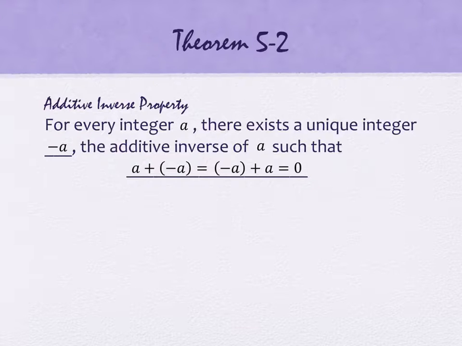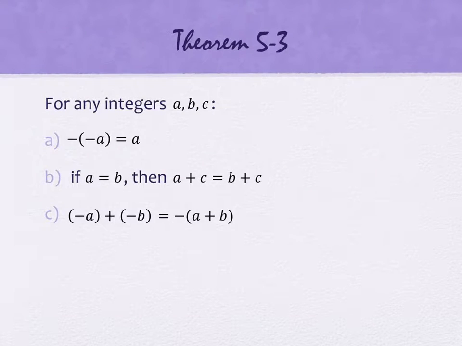One more theorem before we move into subtraction, Theorem 5.3. We've encountered one of these already last time. The opposite of the opposite of a is a. In other words, the additive inverse of negative a is a. Just like I asked you what's the additive inverse of negative 7, and you said 7, right?